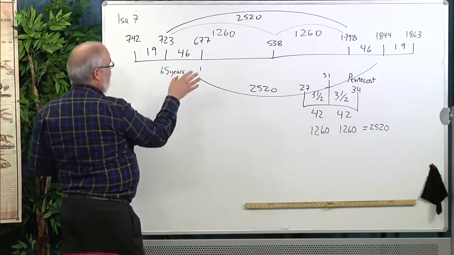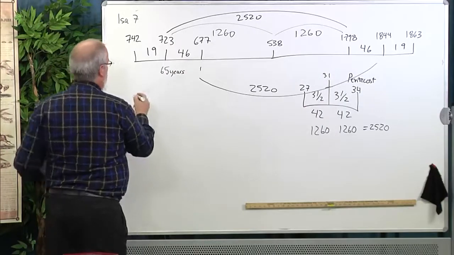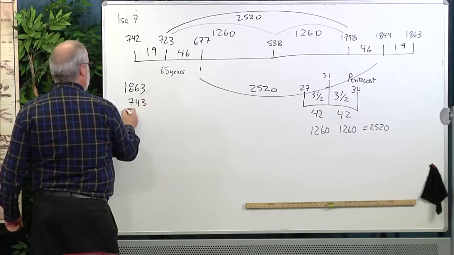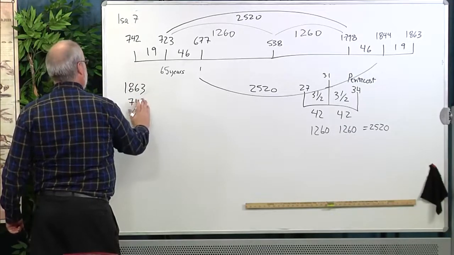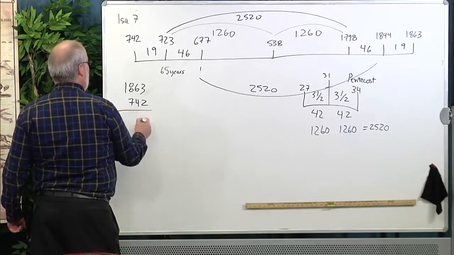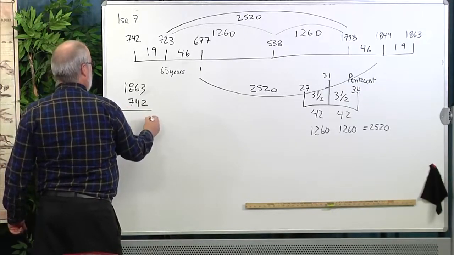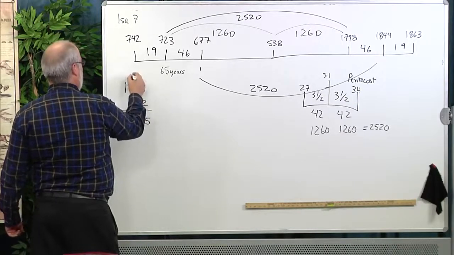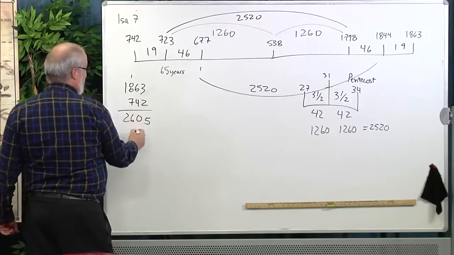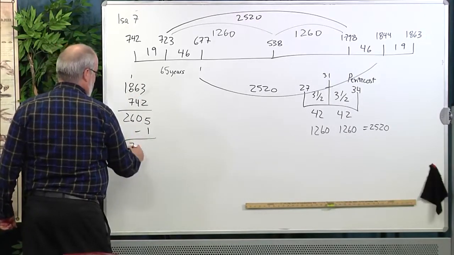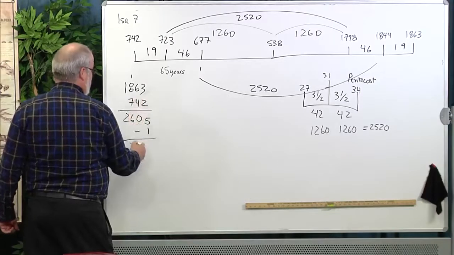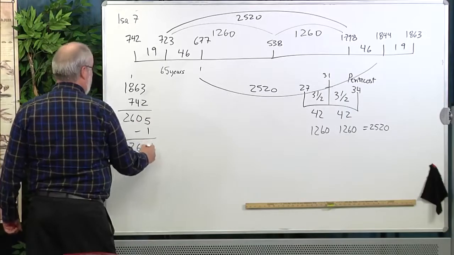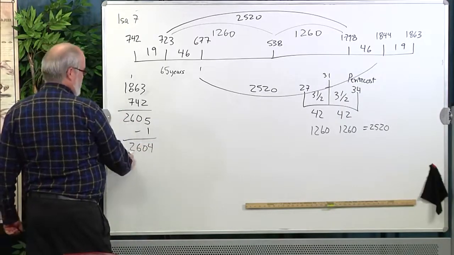Now, this whole mirror from 742 to 1863, if you add them together, you get 2605. I mean, I know what it is. And then you have to minus 1, because when you add BC and AD dates, you have to minus 1. If you subtract them, you have to add 1. So from 742 to 1863 is 2,604 years.